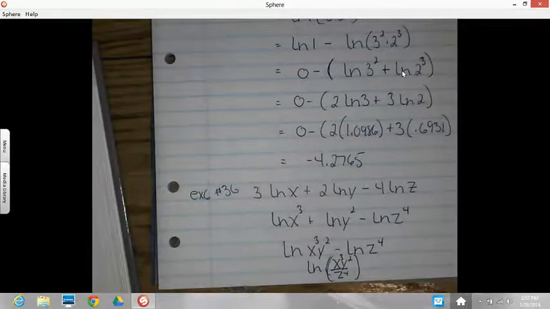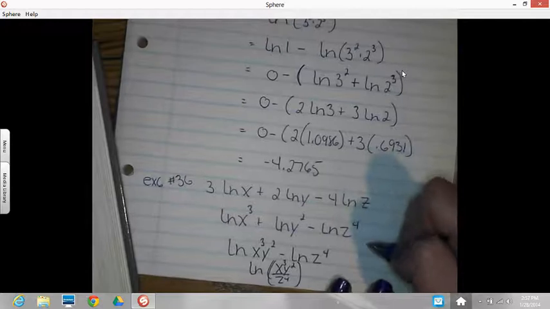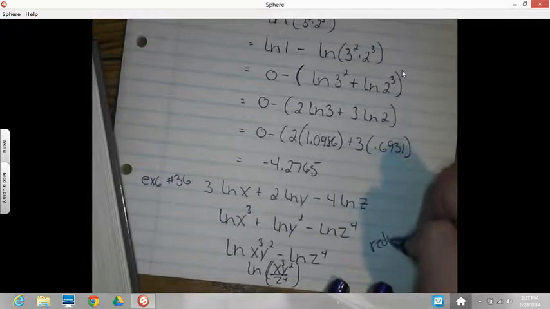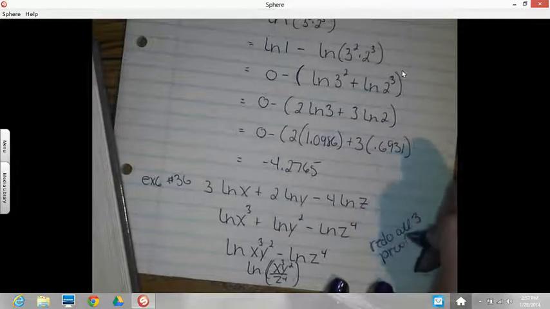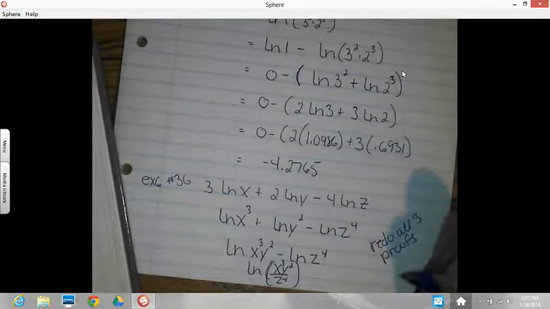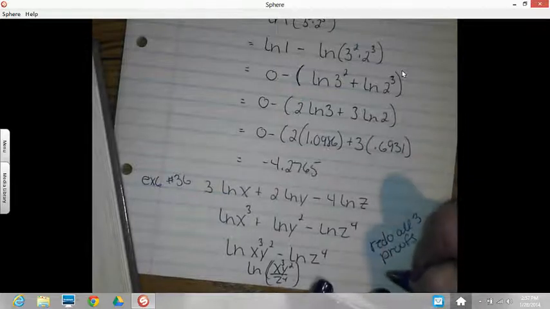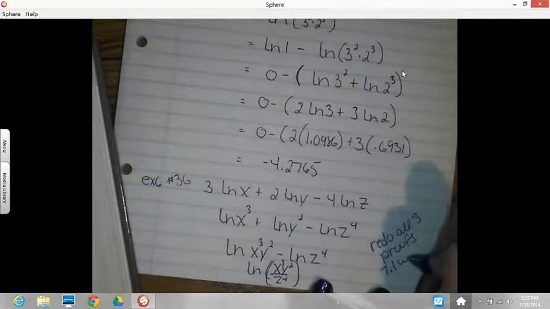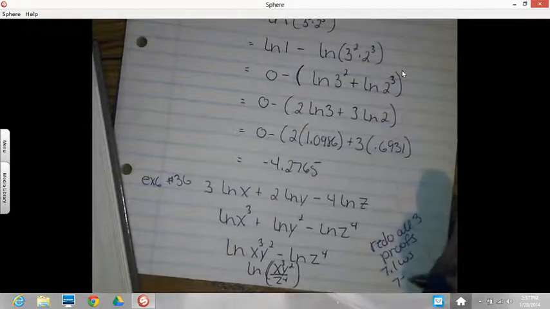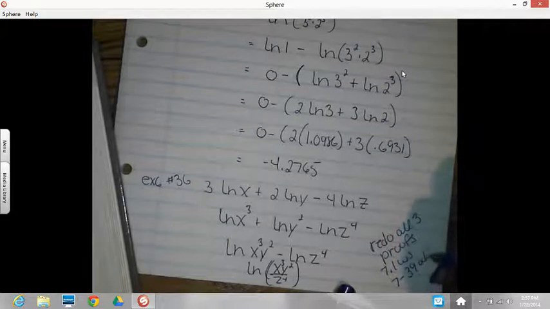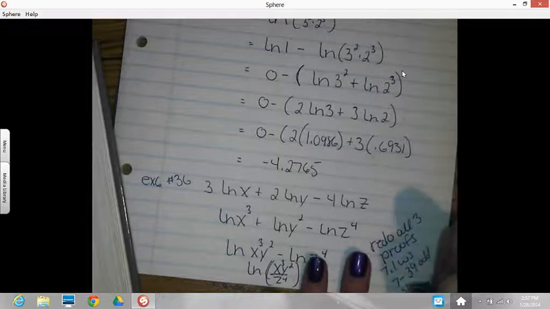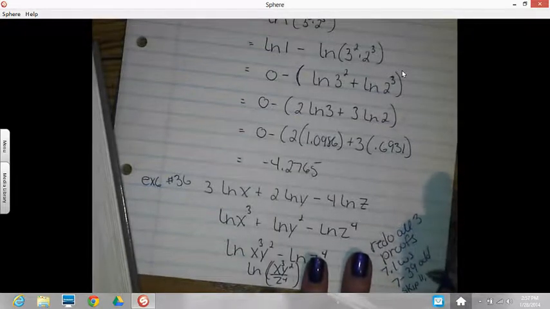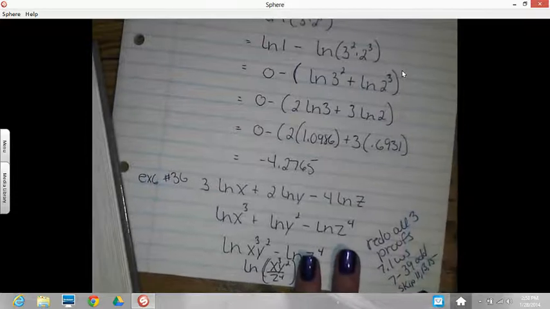Okay, your assignment for tomorrow is going to be to redo all 3 proofs. And you're going to do the odds on this worksheet, 7.1 worksheet, 7 through 39 odd. And you're going to skip the graphs that are at 11, 13, and 15. Okay, there's that.